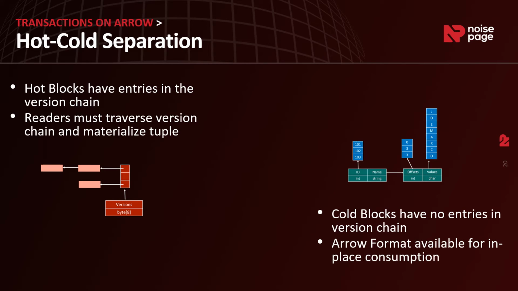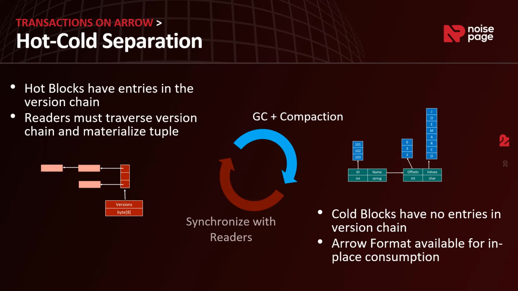As we have mentioned before, we're going to go from left to right through GC and compaction. This is where we reconstruct Arrow columns using information in the transactional columns. The other direction, meanwhile, requires no transformation. Writers just need to make sure they're not interrupting concurrent readers.